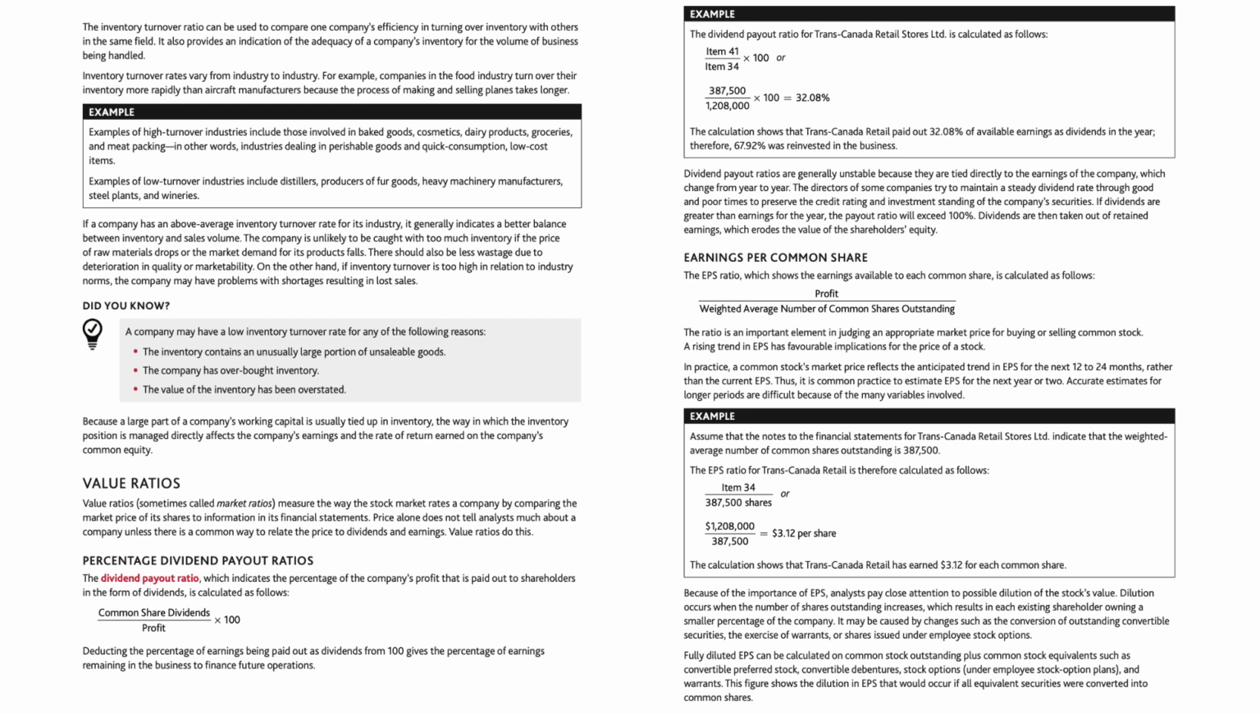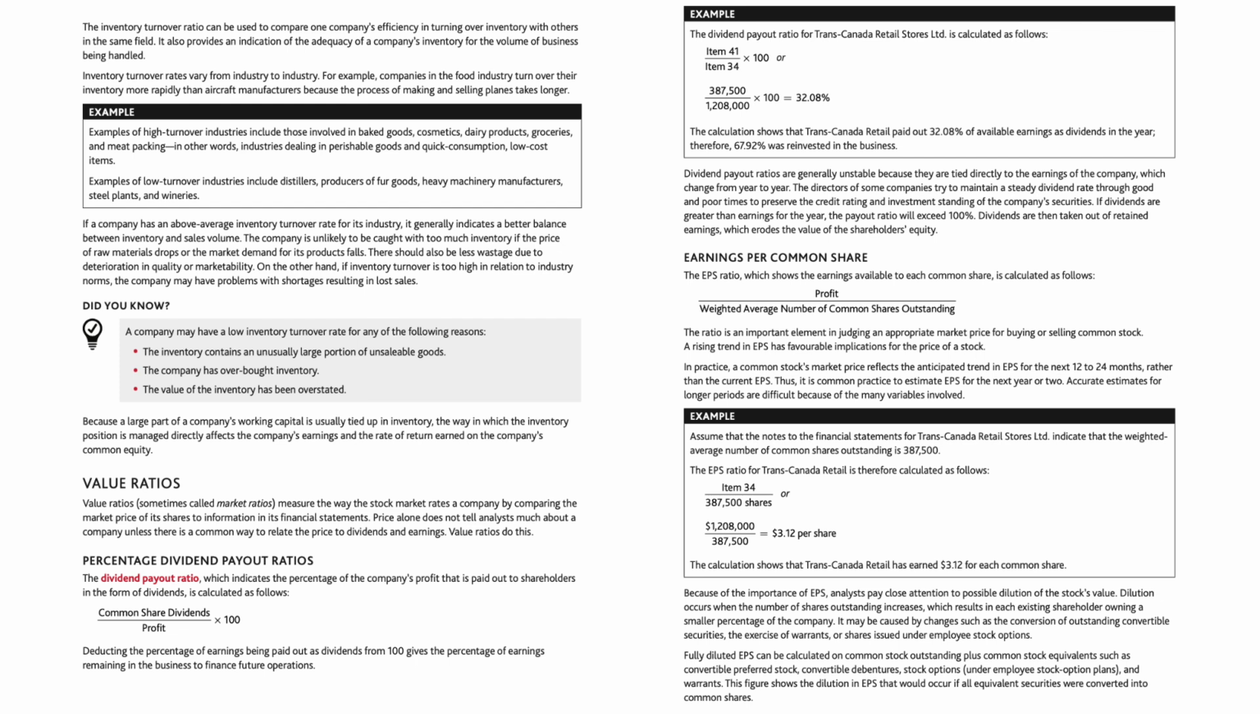Value ratios. Value ratios, sometimes called market ratios, measure the way the stock market rates a company by comparing the market price of its shares to information in its financial statements. Price alone does not tell analysts much about a company unless there is a common way to relate the price to dividends and earnings. Value ratios do this.